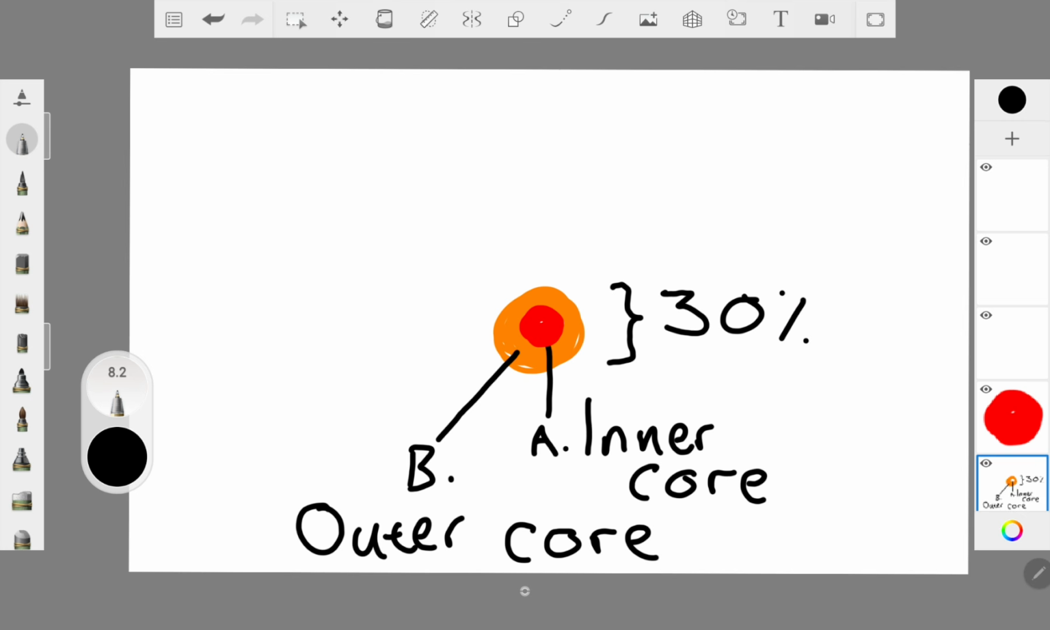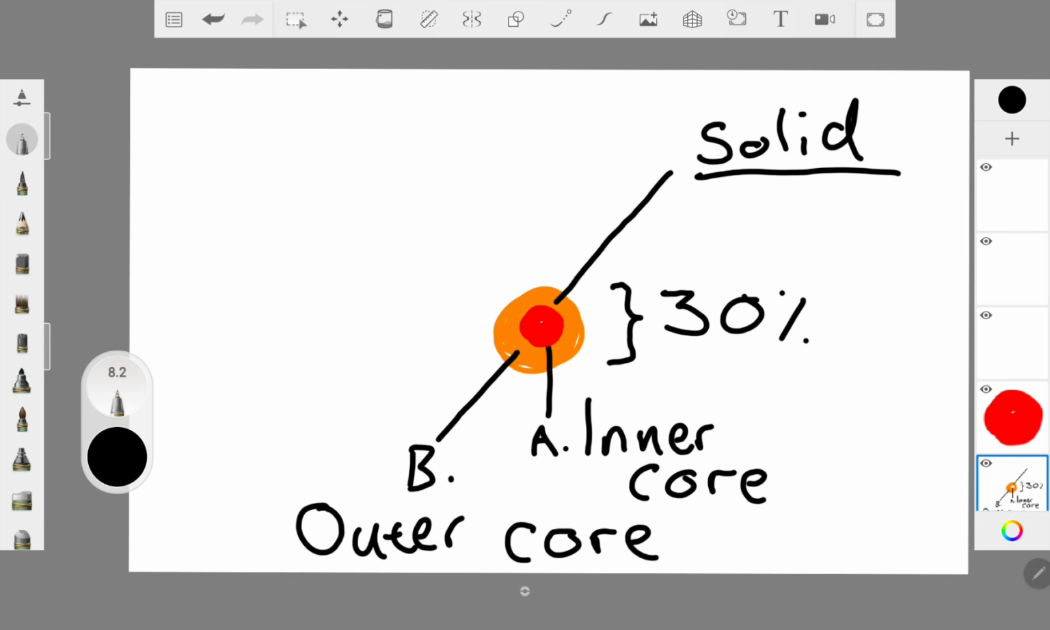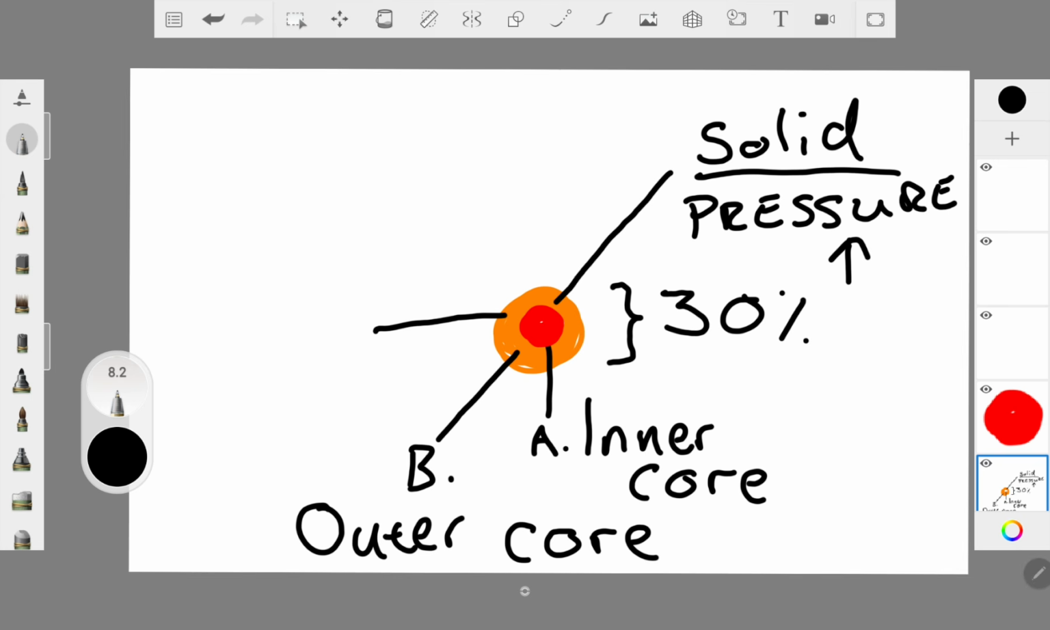Now, there's something else we need to discuss. The inner and outer core are both in different states. The inner core is, of course, solid. Why is it solid? It is solid because it is under immense pressure from all of the material on top of it. Now, around the inner core, we have the outer core, which is molten. The pressure is not as great, but the temperature is still very high, so it is a liquid.